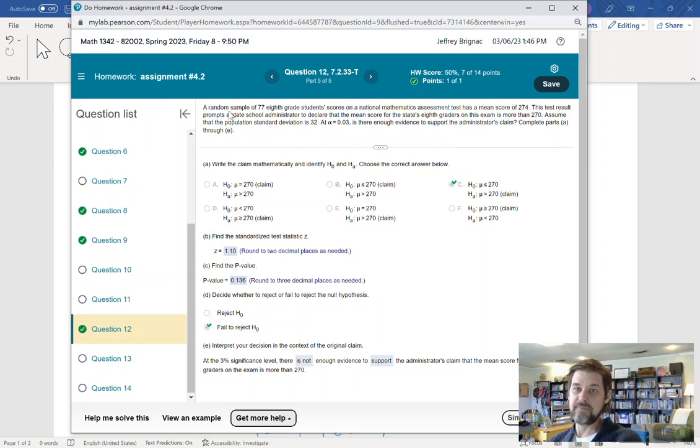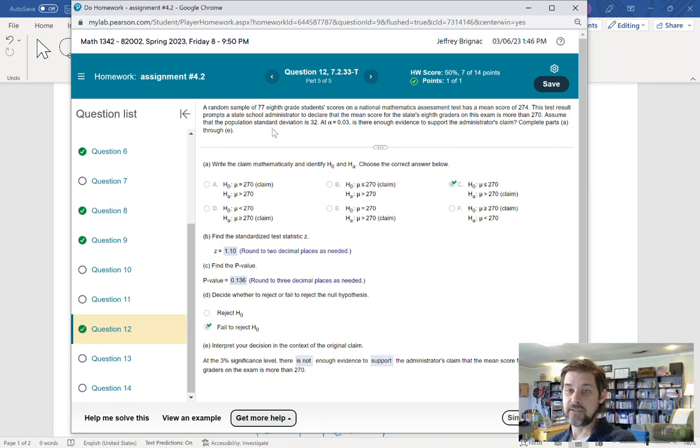It says a random sample of 77 8th grade student scores on a national math test has a mean score of 274. The test result prompts a state school administrator to declare that the mean score for the state's 8th graders on this exam is more than 270. So he thinks that because in this one sample their mean was 274, maybe previously they believed for the population that the score was 270 on average, and now he thinks it's more than that just because of the sample. Okay.